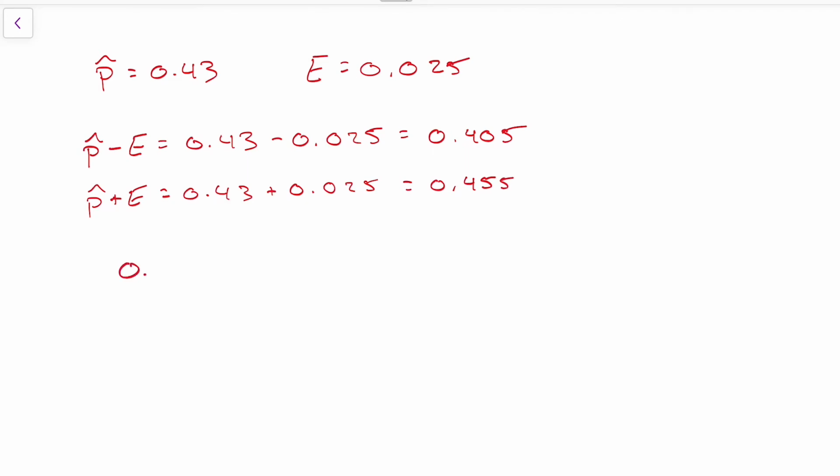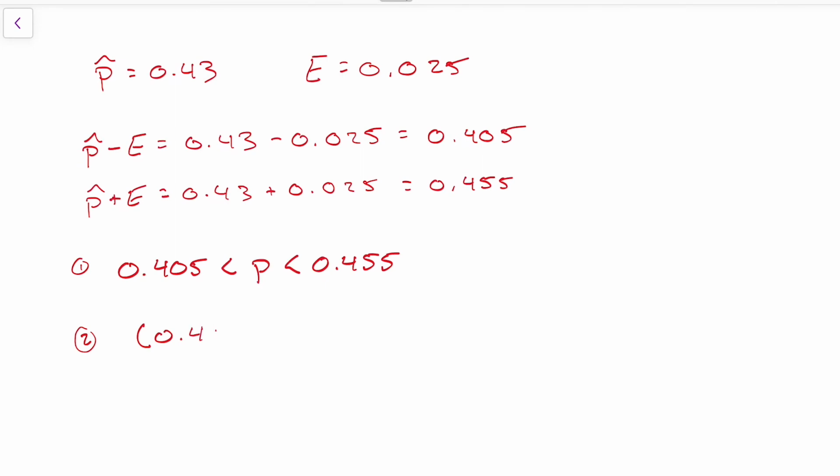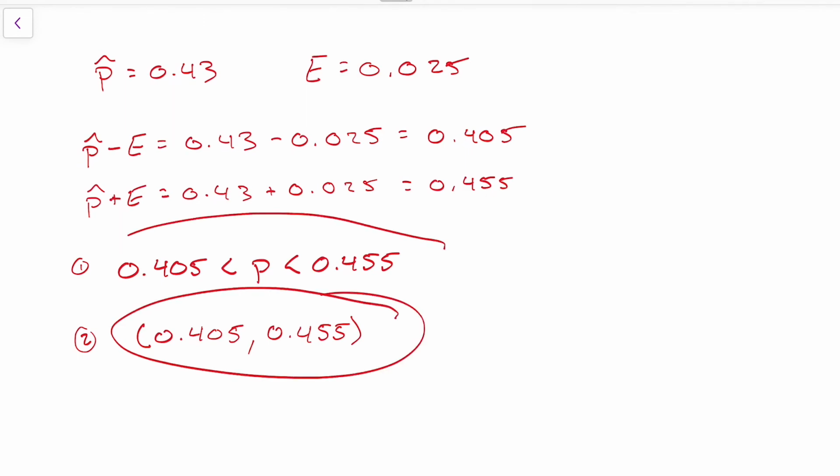That tells us our left endpoint of 0.405 is our bound to the left of our population proportion p, which has a bound to the right of 0.455. This is one valid way to write our solution. A second valid way is to actually write it in terms of an interval like we would in an algebra class. Either one of these two is a valid solution for constructing a confidence interval.